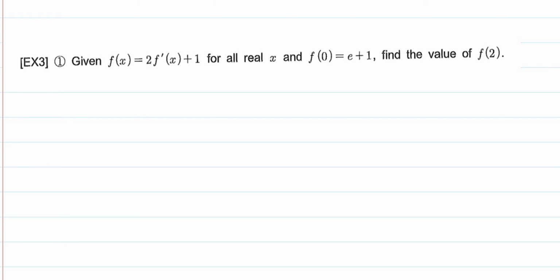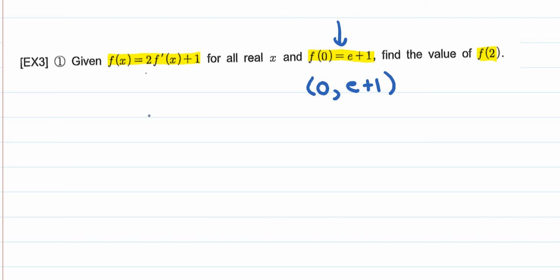Okay, we have a problem that's written in a different format here. I have f of x equals to all that. And I know that f of 0 equals e plus 1, and I need to go ahead and find the value of f of 2. So let's go ahead and translate this part first. This is still a coordinate. This is still 0, comma, e plus 1.